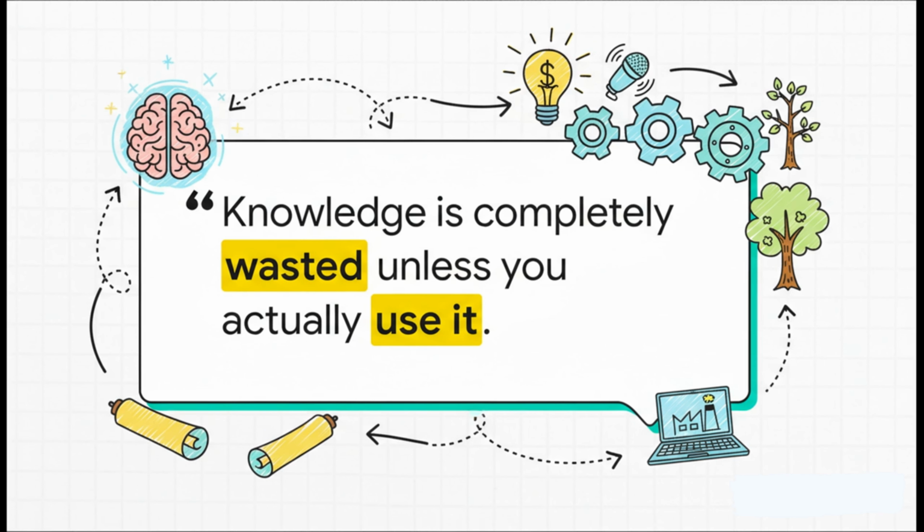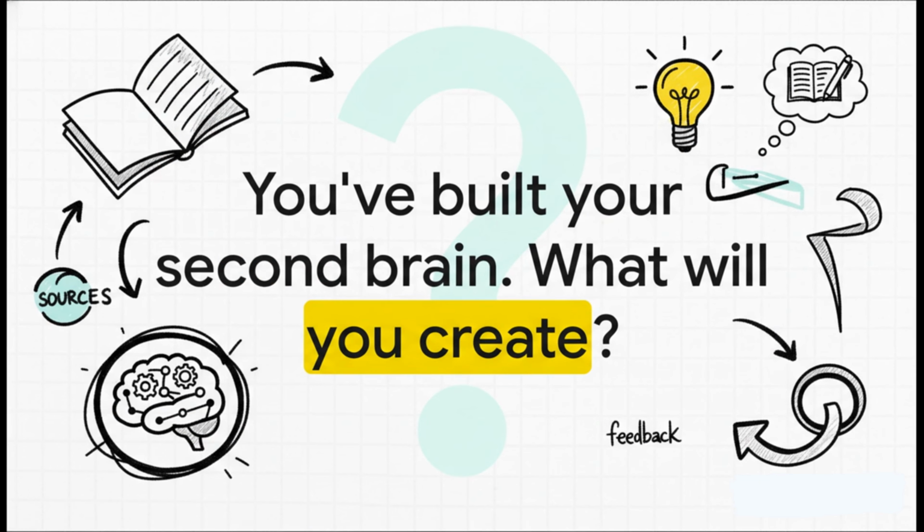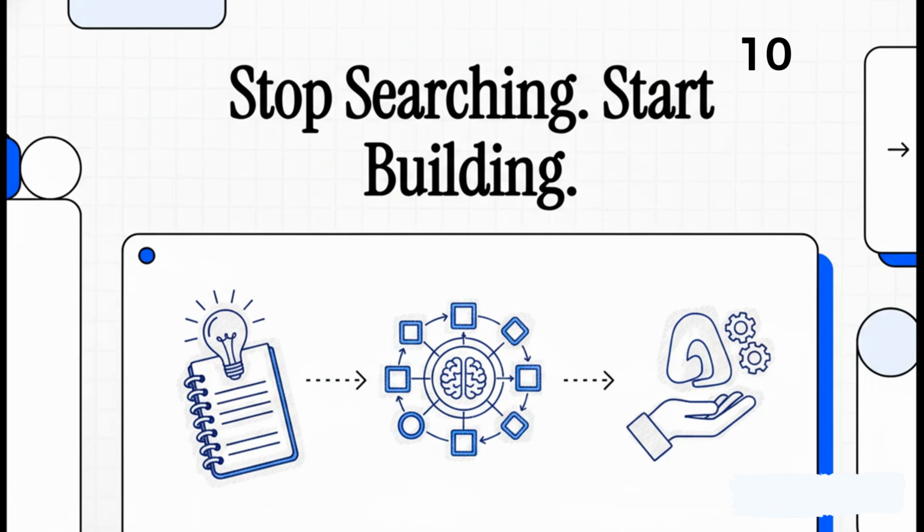So there you have it, the complete framework. We went from curating your sources to interacting with them, to creating brand new things in the creative studio, and finally to building that persistent knowledge loop. You've officially built your second brain. So now the real question is, what are you going to create with it?